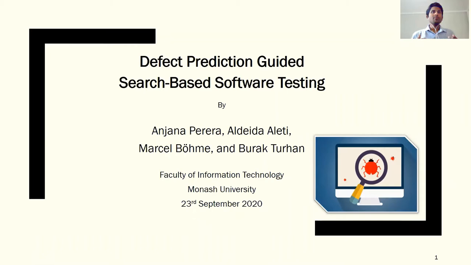Today I'm going to present our paper, Defect Prediction Guided Search-Based Software Testing. The co-authors of the paper are Aldeida Aleti, Marcel Böhme, and Burak Turhan. And we all are from the Faculty of Information Technology at Monash University.